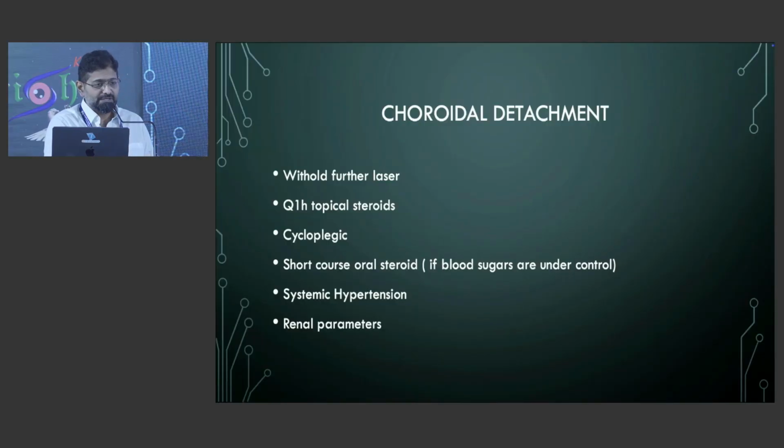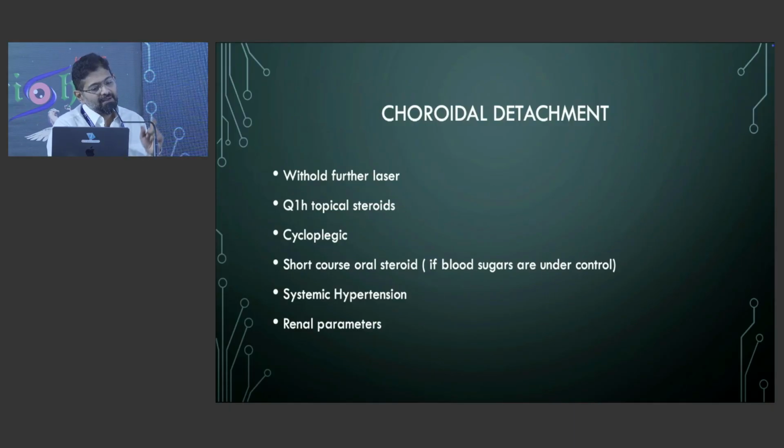Now, when you see a patient with choroidal detachment, how do you go further? Withhold further laser. The patient might be coming from 100 or 200 kilometers, but just because of patient convenience, do not add laser, because inflammation is always there. Whenever you see choroidal detachment, there are two causes: one is hypotony, another is inflammation. By doing a laser, you're only going to further worsen it. So withhold further laser, start the patient on hourly topical steroids and cycloplegics. A short course of oral steroids actually helps. If the blood sugars are under decent control, you can probably give oral steroids for 5 days or 1 week, and it usually comes down in a week's time.